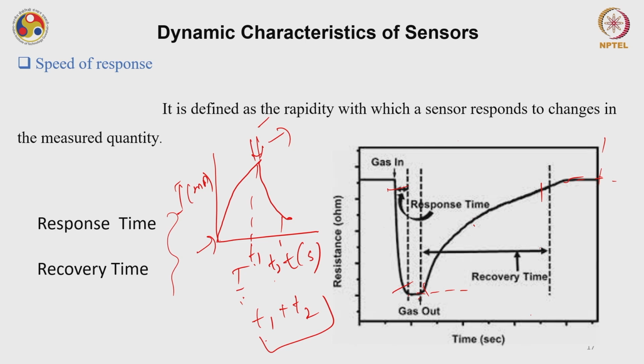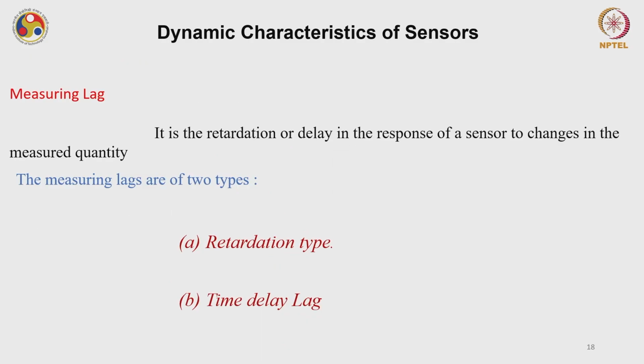Alright. So if you define it like this, then comparing the three conditions is not that difficult. 90% of saturation you can achieve. Of course, in condition 2, T1 will be very high. Similarly, T2 will be very high in condition 3, but still I am able to quantify the time. Alright. So this is speed of response.